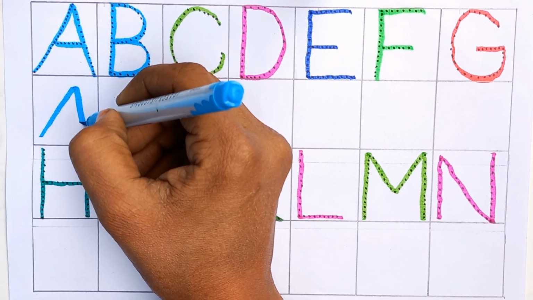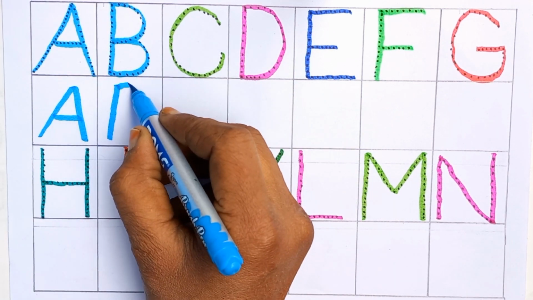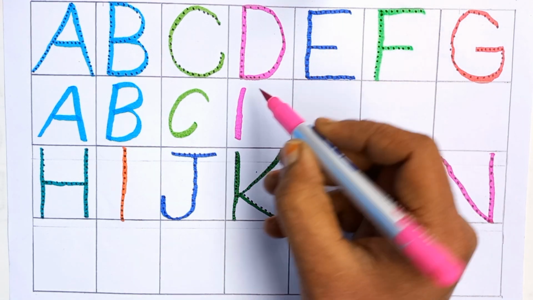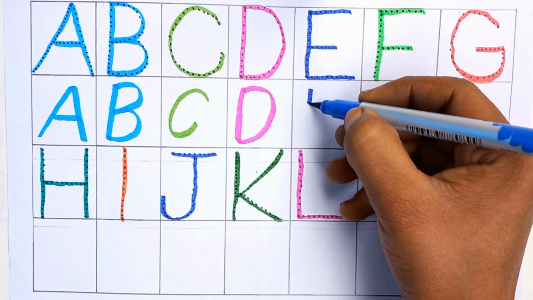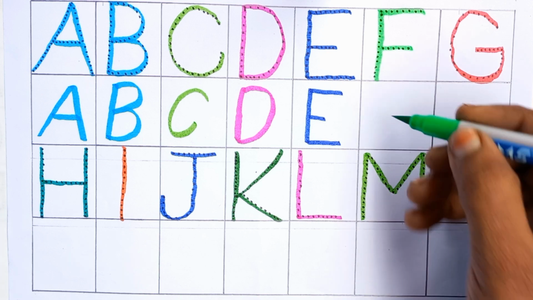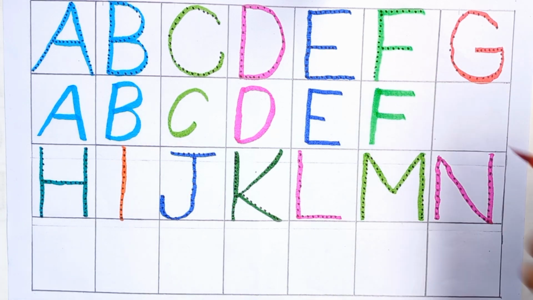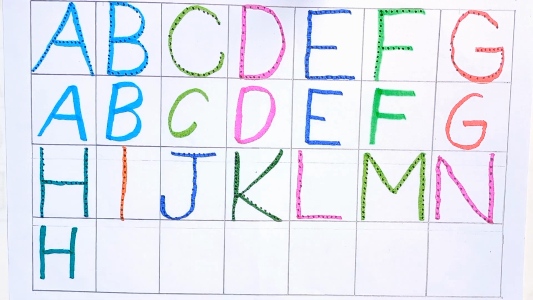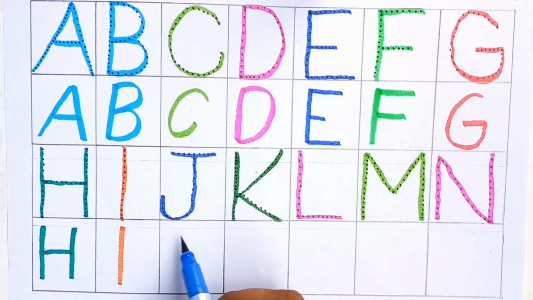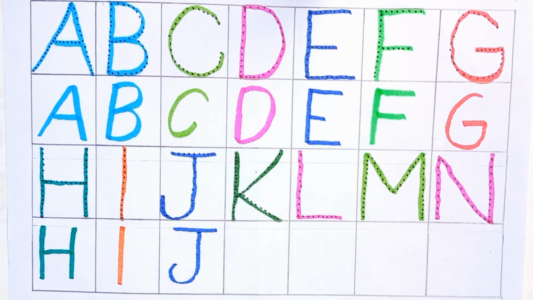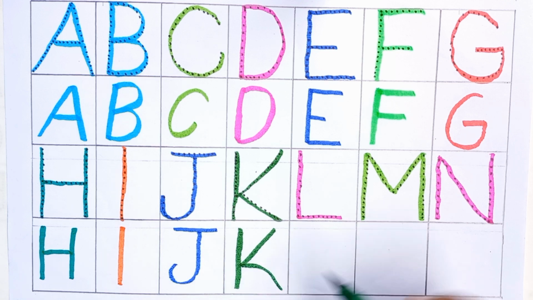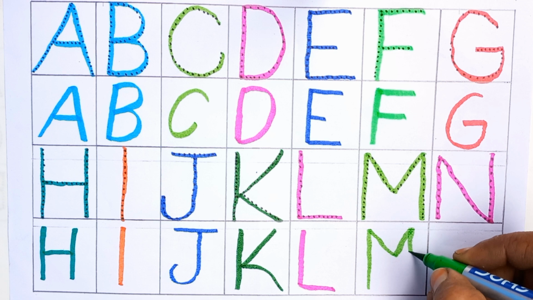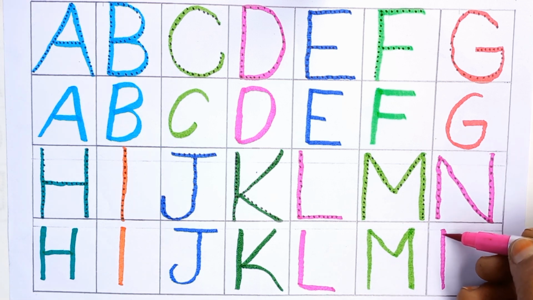A, A for apple. B, B for ball. C, C for cat. D, D for dog. E, E for elephant. F, F for fish. G, G for gun. H, H for hen. I, I for ice cream. J, J for joker. K, K for kite. L, L for lion. M, M for monkey. N, N for nest.